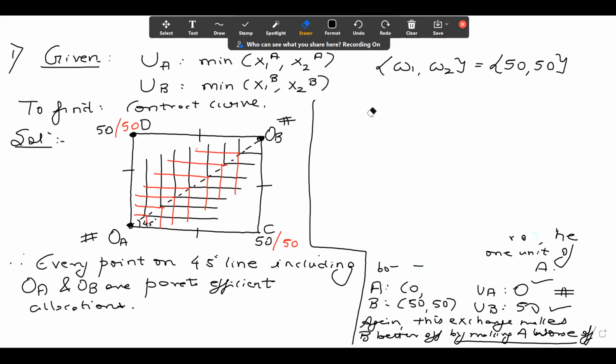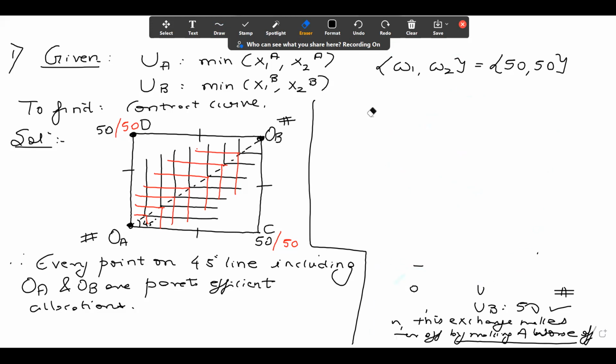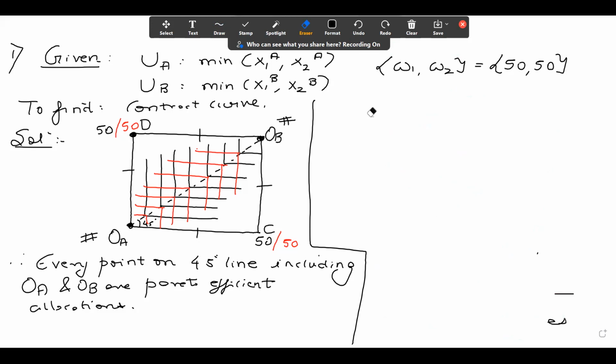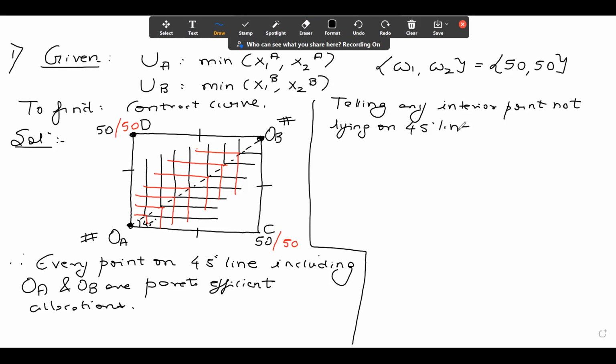First of all, students understand that in perfect complements, you never have corner solutions at all, because you would not want to disturb the ratio in which you are consuming both the goods. So if you take any point other than the king, for example, you can even take a point other than the king inside the Edgeworth box. So I can say taking any interior point not lying on the 45-degree line.